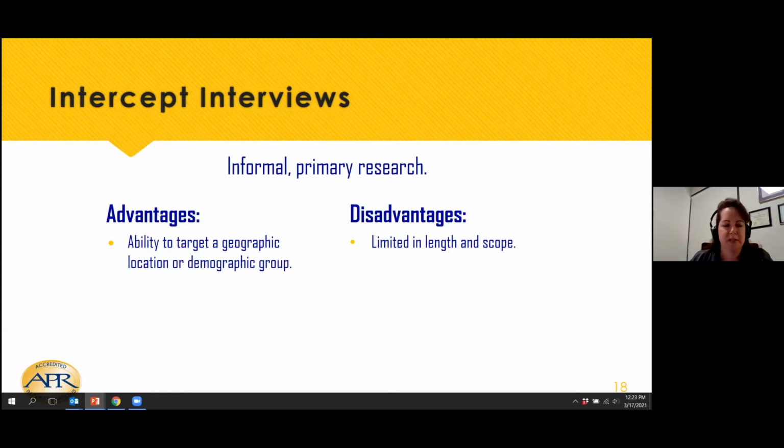Intercept interviews, these are also informal and primary. These give you the advantage of being able to target a geographic location or demographic group, with the disadvantage being it's limited in length and scope.